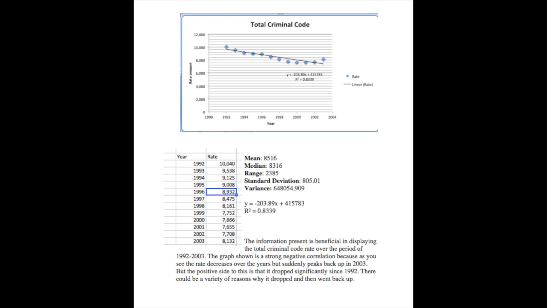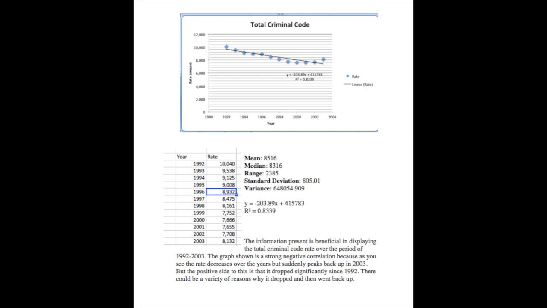And another thing I did was the total crime code. So I figured out that the mean was 8,516 and the standard deviation was 805.01. And you can tell that over time the crime's just increasing. Like it went from 10,000 to 8,000, but it started to decrease. But the last year, 2003, it went up again. So we don't know the variables for that reason. But as you see, there's a problem.